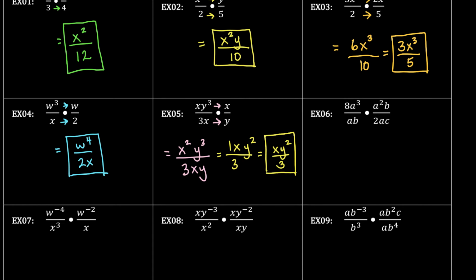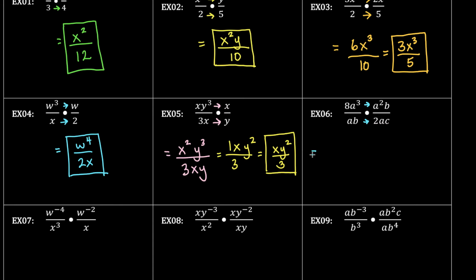Let's do green this time. So 8a to the third times a squared b, ab times 2ac. I don't know what's wrong with that arrow. Okay, so after all that, I'm probably going to use a different color, because I'm going to start using yellow later on in each one.